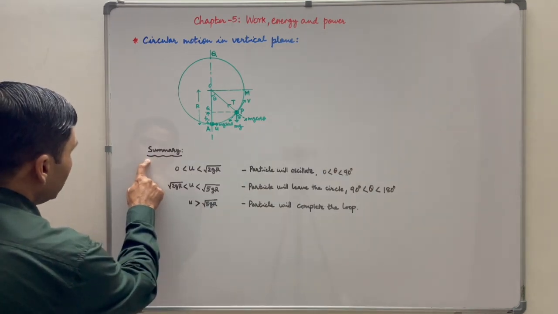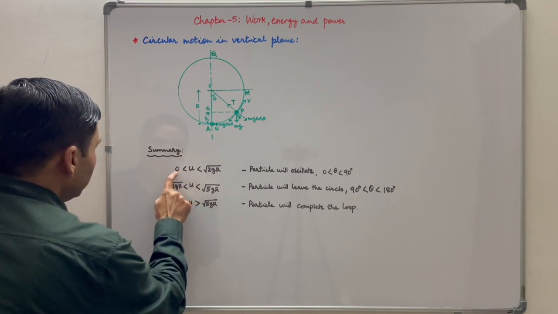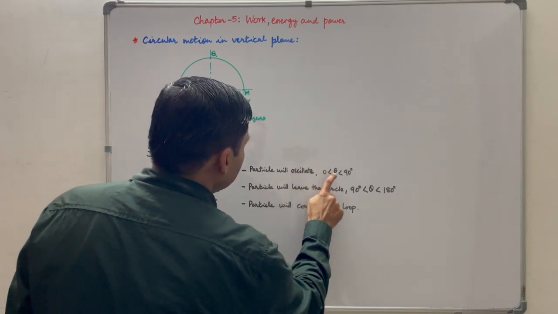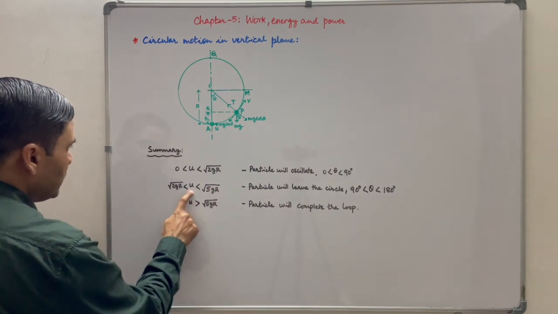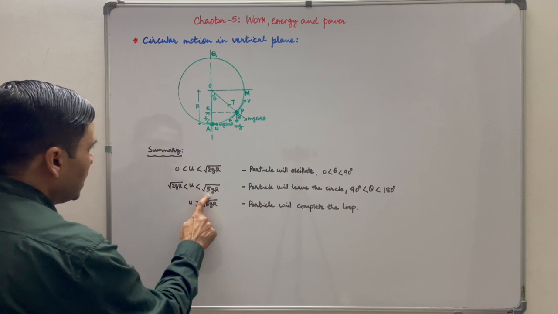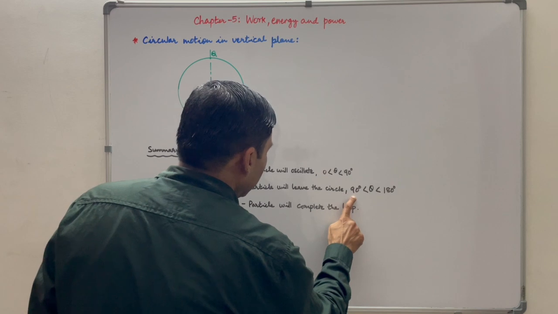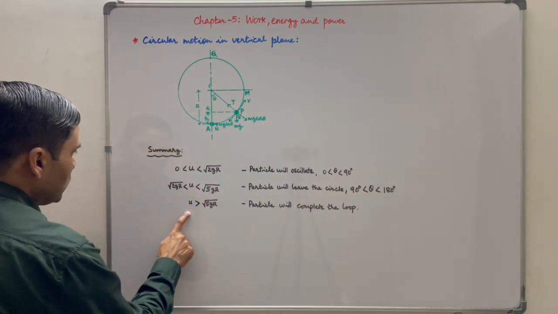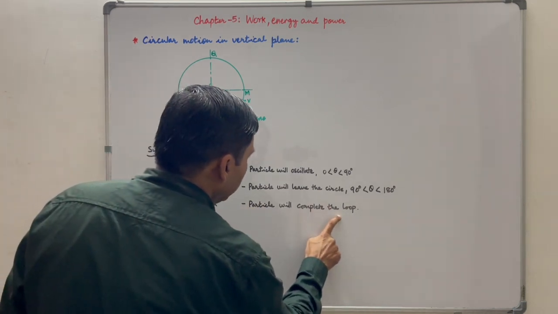Let us summarize our learning. If initial velocity given to the particle lies between 0 to √(2gr), the particle will oscillate between theta 0 to 90 degrees. If initial velocity lies between √(2gr) to √(5gr), the particle will leave the circle where theta lies between 90 to 180 degrees. When initial velocity given to the particle is greater than √(5gr), the particle will complete the loop.